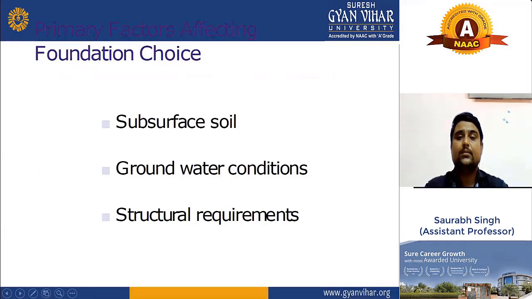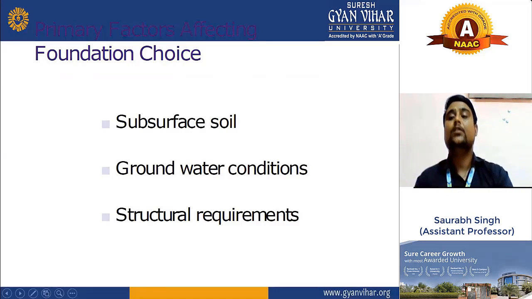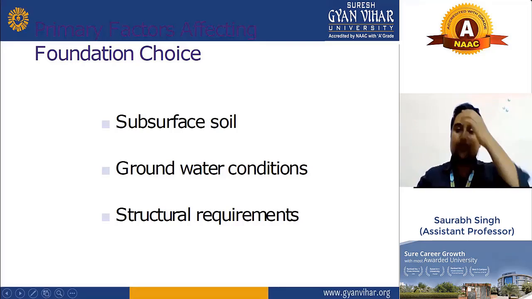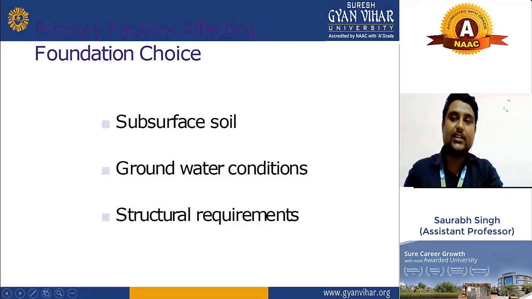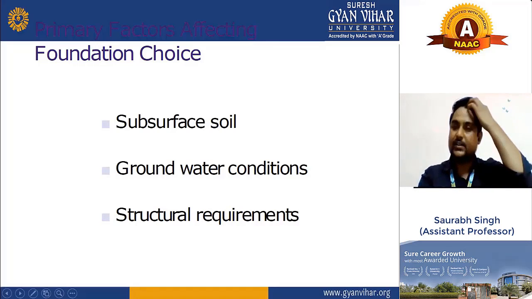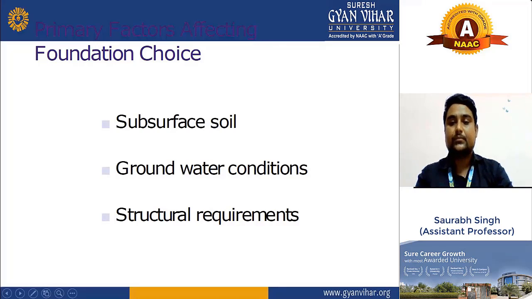Now come on the primary factor affecting foundation choice. What is the factor about the foundation choice? Like if you are a civil engineer and you have to make a choice, what kind of foundation you are going to build, then what factor will be involved in these things? First we will see here surface soil. Second is groundwater condition, and third one is structural requirement. And these are the factors which affect when you do the choice for the foundation.